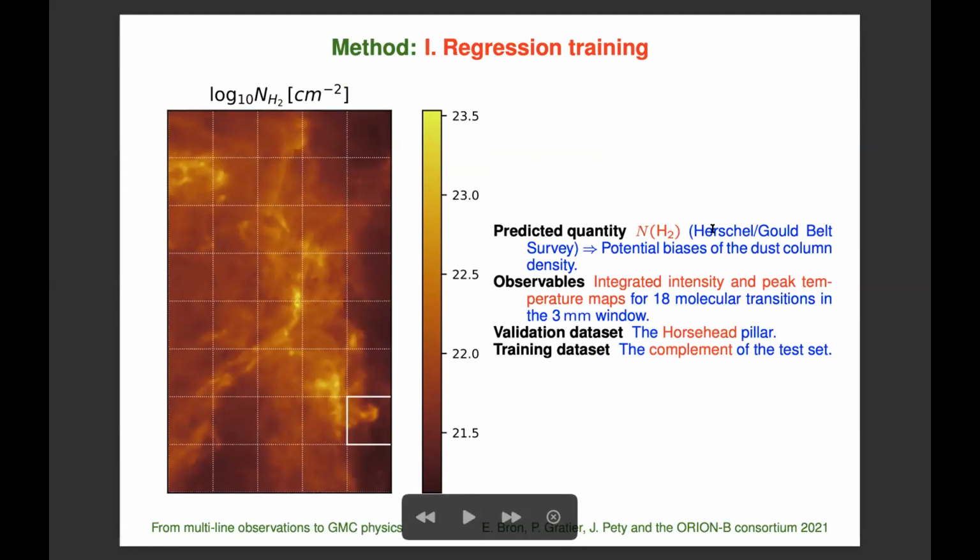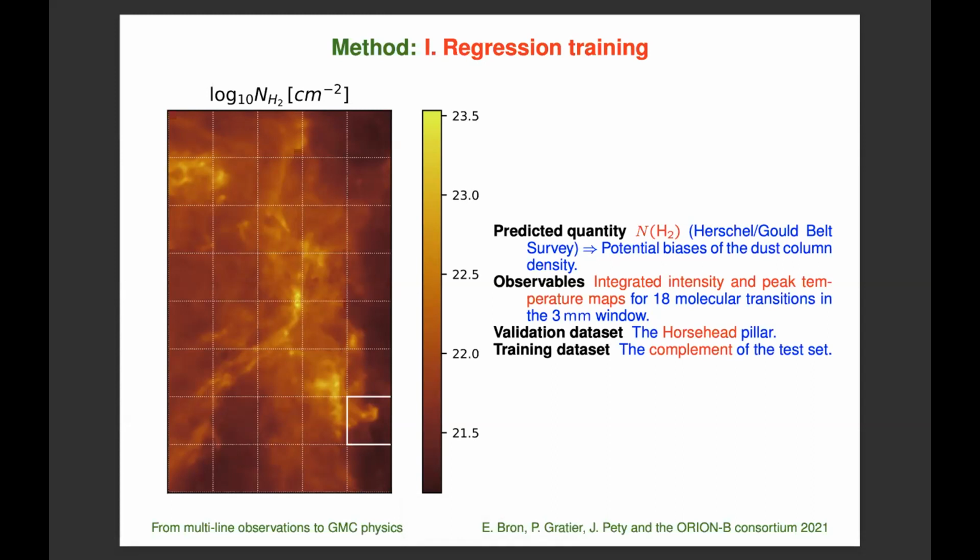In fact, it's the Gould Belt Survey Herschel map. So it has all the potential biases of the column density from the dust, but this is what we're going to try and predict. And the observables that we are going to use are the integrated intensity and peak temperature maps for 18 molecular transitions that we had on the full map. You see here the range that we have observed.